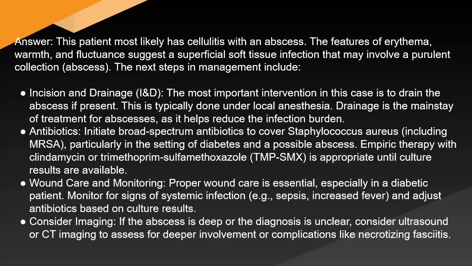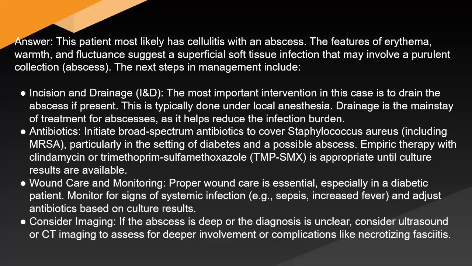Answer: This patient most likely has cellulitis with an abscess. The features of erythema, warmth, and fluctuance suggest a superficial soft tissue infection that may involve a purulent collection, an abscess. The next steps in management include incision and drainage (I&D). The most important intervention in this case is to drain the abscess if present. This is typically done under local anesthesia. Drainage is the mainstay of treatment for abscesses as it helps reduce the infection burden.